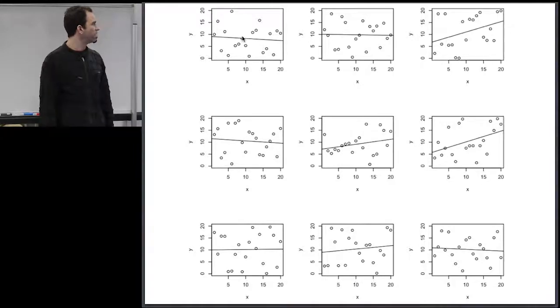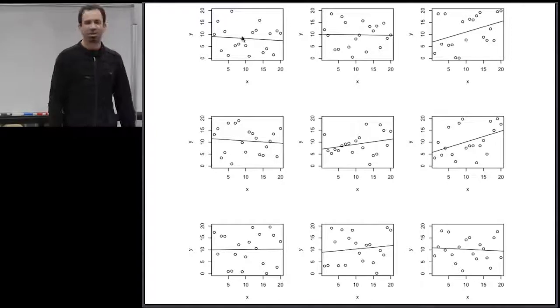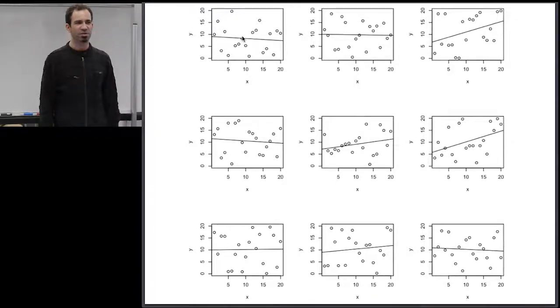How about this one? How many of these look random? Yeah, all of them. Do these look more random than the others? Yeah, probably. Okay, why do they look more random? Yeah, so one of the rules of randomness is that when the number of samples you have, the number of data points, gets smaller, it becomes harder to tell.